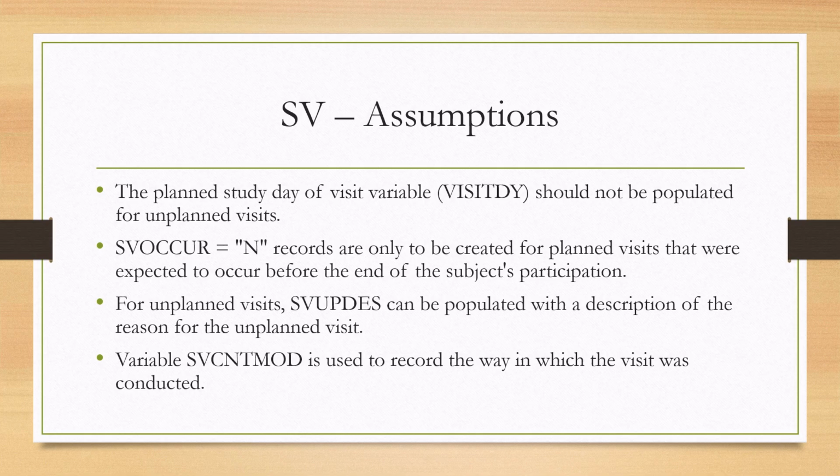The variable SVCNTMOD, which is the contact mode variable, is used to record the way in which the visit was conducted. For example, for a visit to a clinic, this variable, SVCNTMOD, will have the value of in person. Visits conducted remotely might have values such as telephone, remote audio video, or IVRS.